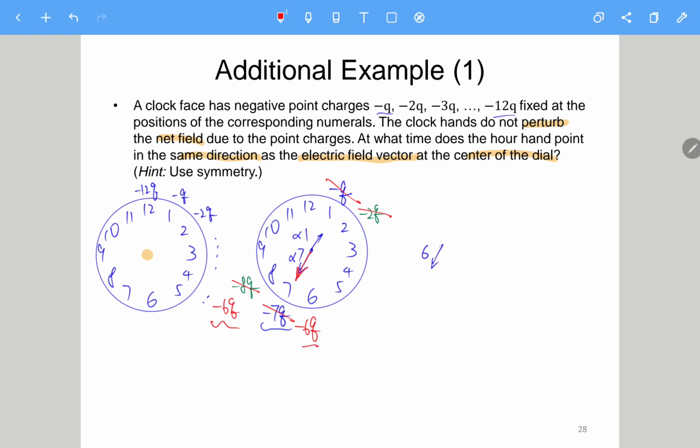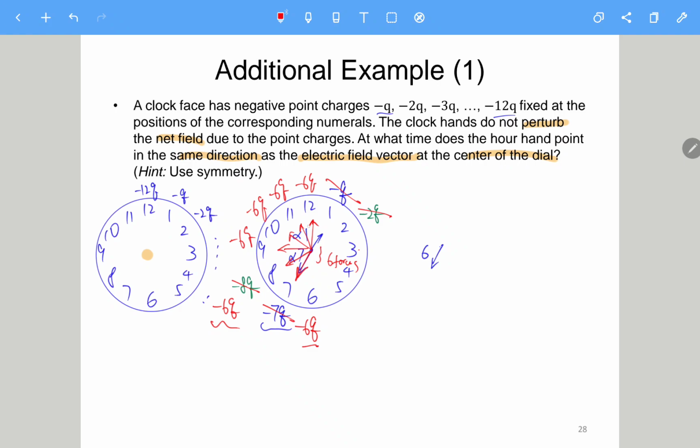So this one points to this direction, this one points to this direction. And 3 and 9 can also cancel to negative 6Q. 4 and 10, 5 and 11, 6 and 12. So after the cancellation, we altogether have six forces, pointing to 7 o'clock, 8 o'clock up to 12 o'clock. All of them cancel down to be negative 6Q, negative 6Q, negative 6Q, negative 6Q, which means that all the E fields here have the same magnitude.